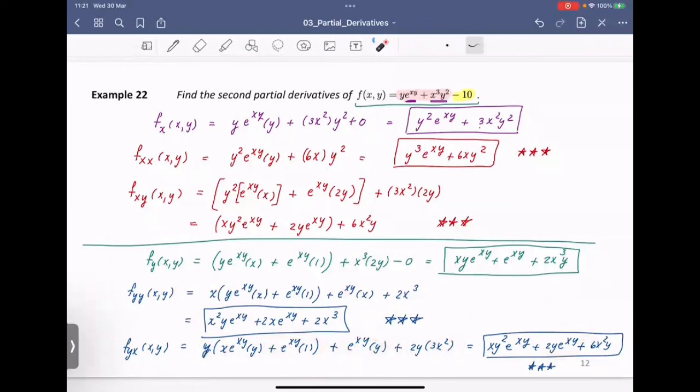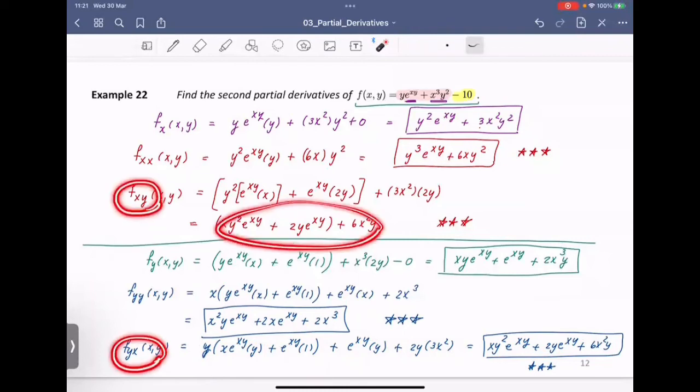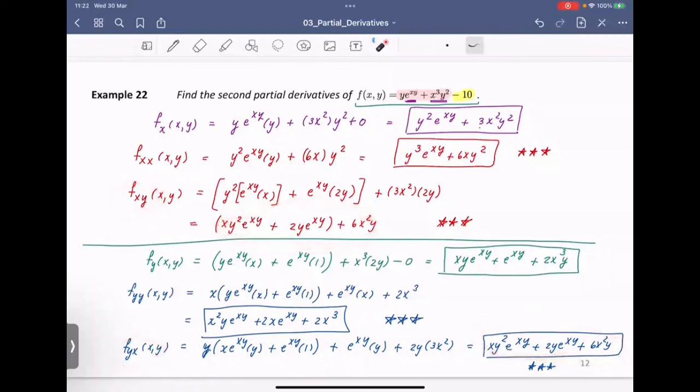So what I want to show you is that fxy and fyx give you the same thing. See that? Give you the same thing. This is not a coincidence. We have a Clairaut theorem that said fxy and fyx are going to be equal to each other if the second order derivative exists. Well, so this is the first example.